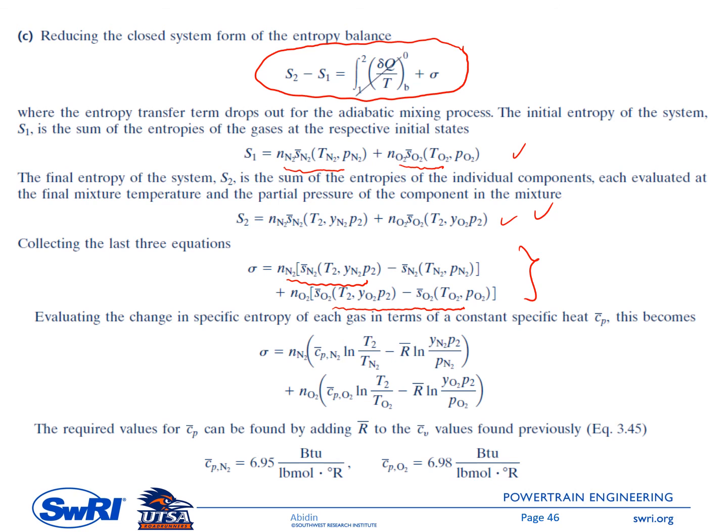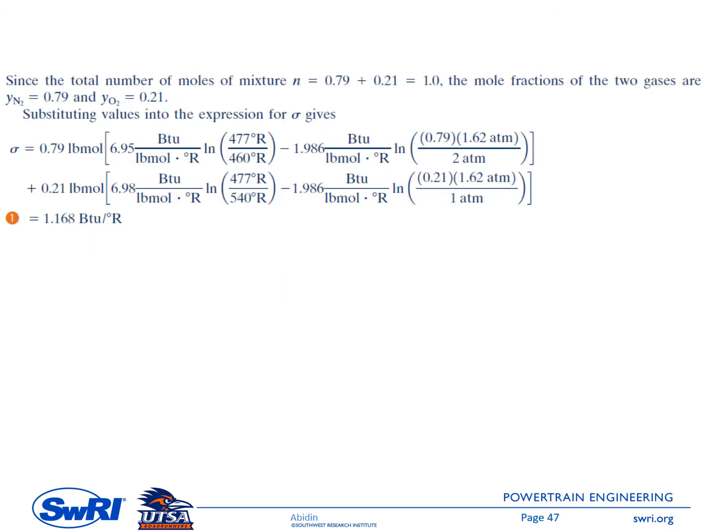Once again, if we evaluate the change of entropy in terms of constant specific heat, then you can simplify the equation to be like this. The required value for Cp we can get by adding R to Cv. You remember in chapter 3, I believe, Cp equals Cv plus R, equation 3.45.